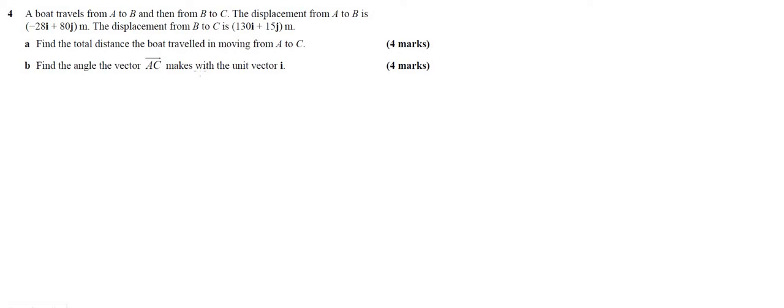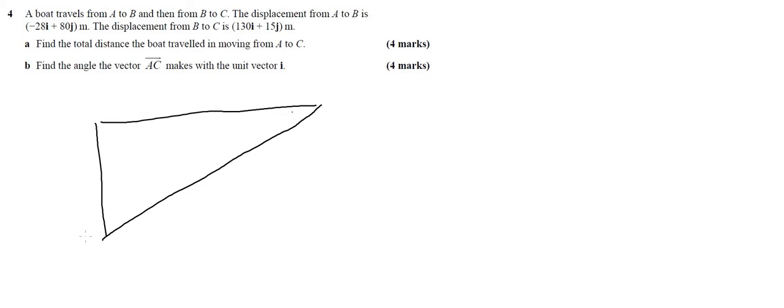Here's question 4, which involves a vector. So what are we told? We have a boat traveling from A to B and then from B to C. Let's draw a diagram. We've got A, B, and C. There's A, it travels to B, put that direction in, and then from B it travels to C.